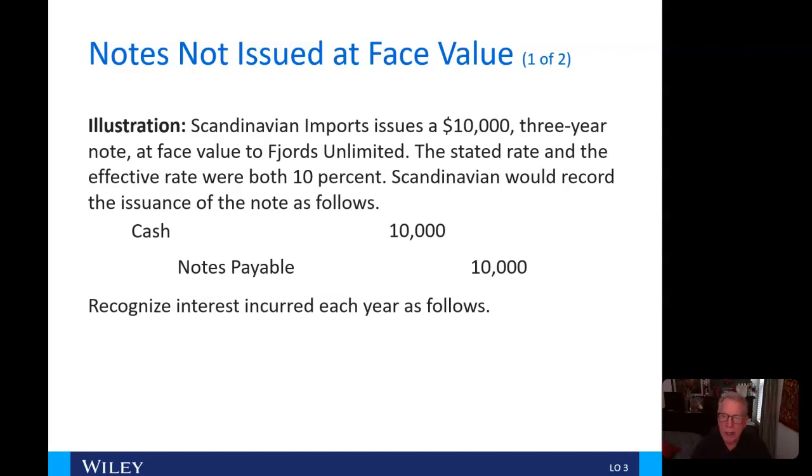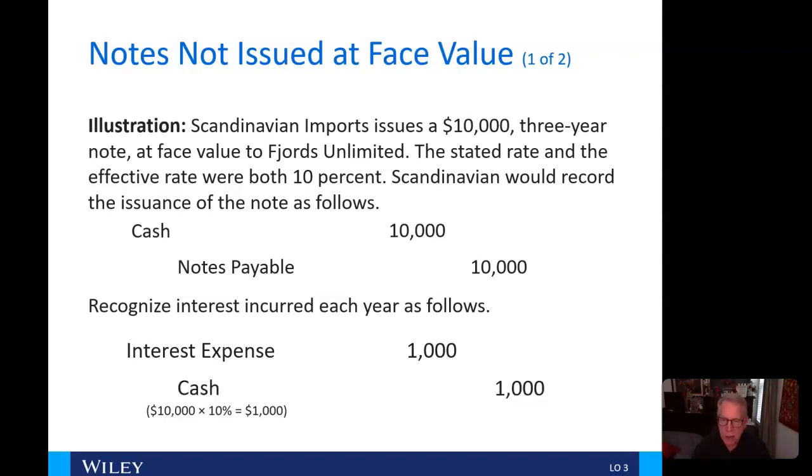And then we're going to recognize interest based on straight line. Interest expense would be 10% of $10,000, and we'll credit cash to pay for that at $1,000. So that's pretty easy.